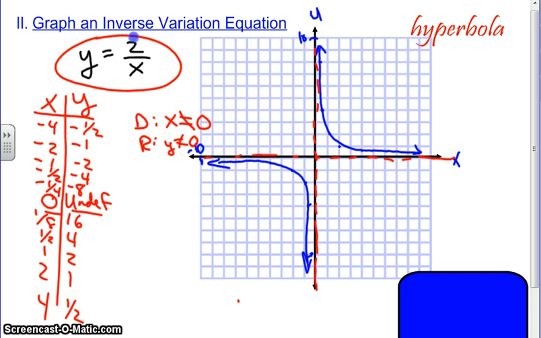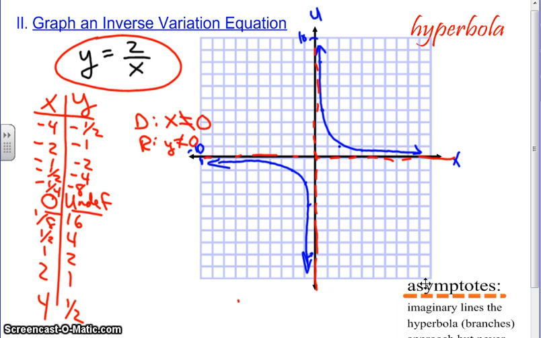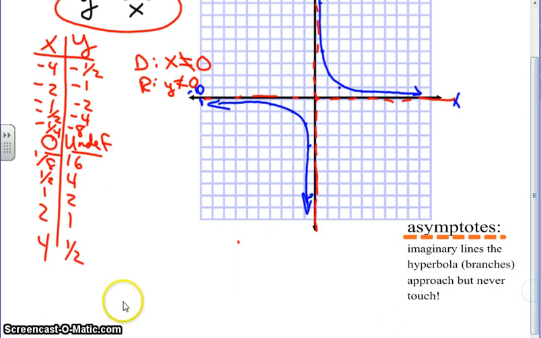So do you think it's possible we could shift these branches up or down or left or right? You think so? Yes. So when we do, these lines would shift. And these lines have a special name. They're called the asymptotes. Can you see that? Asymptotes. Okay? Be sure that you draw these imaginary lines into your graph when you have graphed your hyperbola.